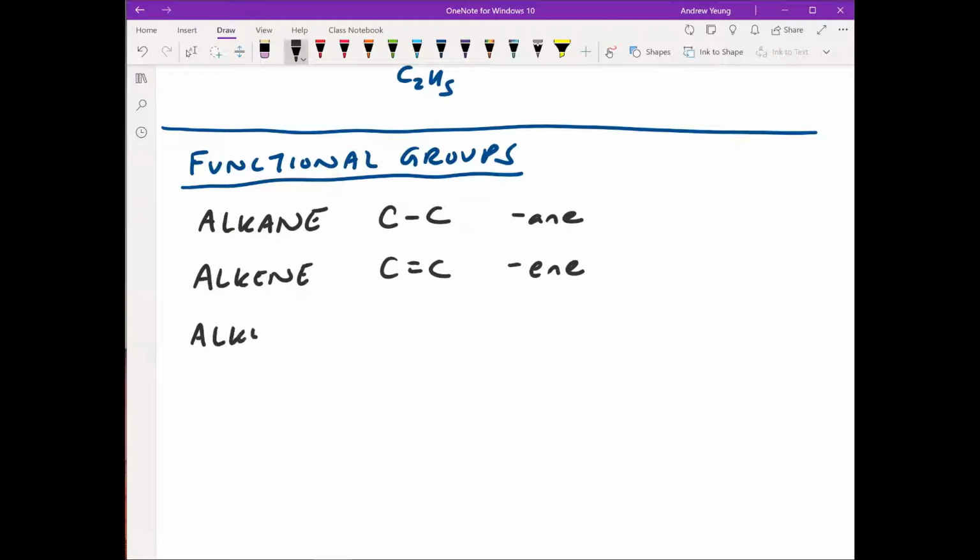Moving over to alkyne then. Alkyne is C triple bond C. This is going to be yne as an ending. Those are all special things that your molecule can have that gives the molecule a very specific behavior.